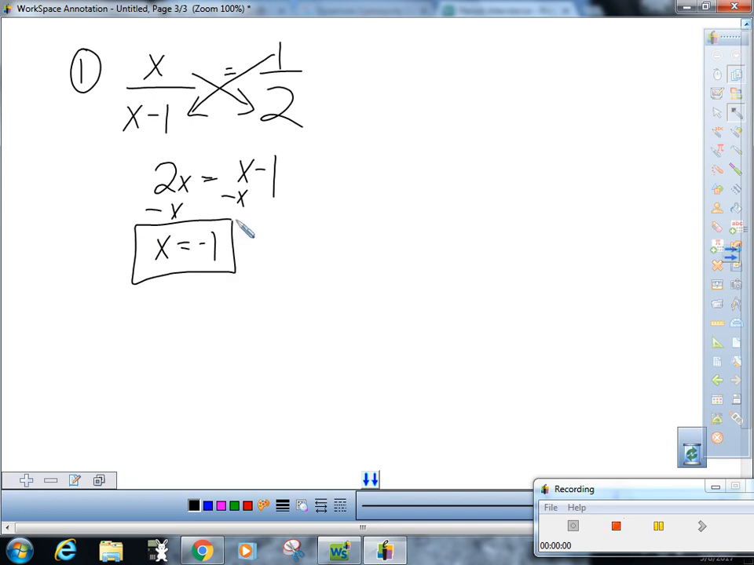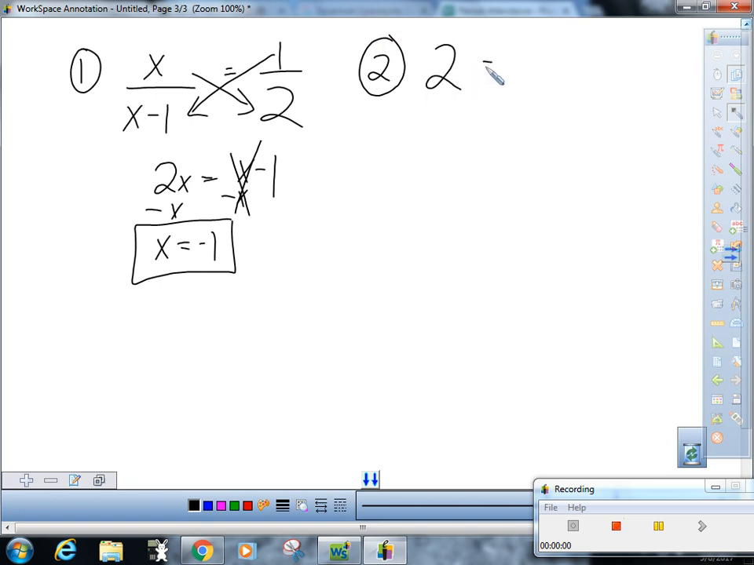So far, so good? No? Okay. 2x minus x is what? X. X minus x is 0. That's gone. 0 minus 1 is -1. Got it? Okay. Let's go to 2 instead of doing 3. 2 is a little different. 3 is pretty much the same that we just did.